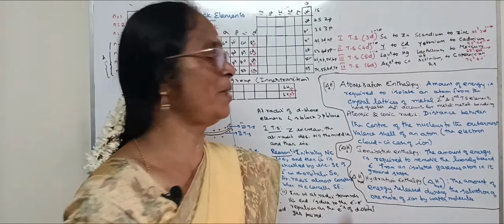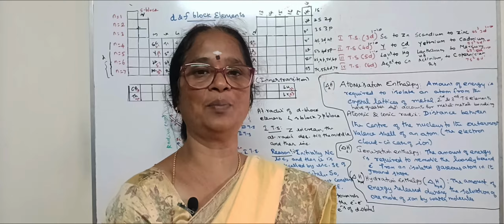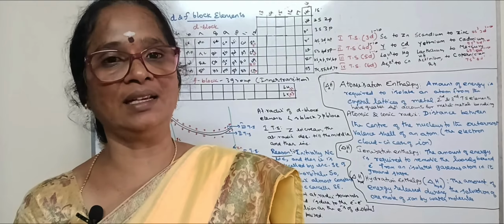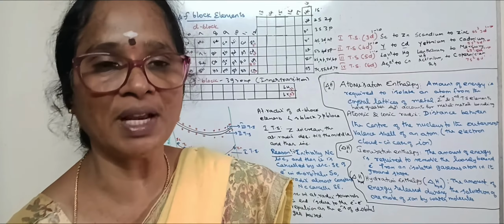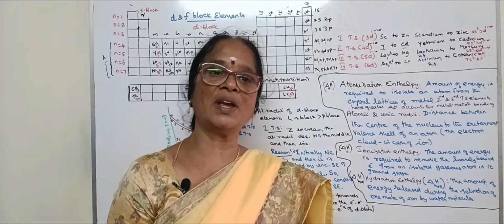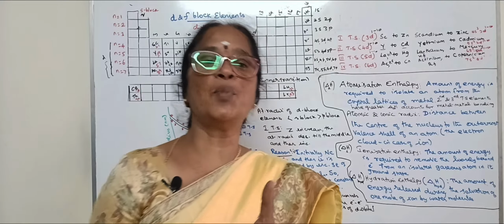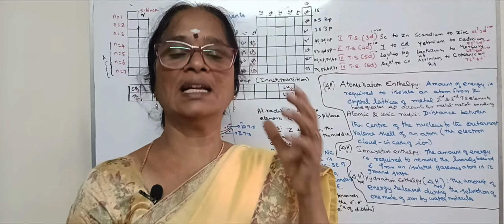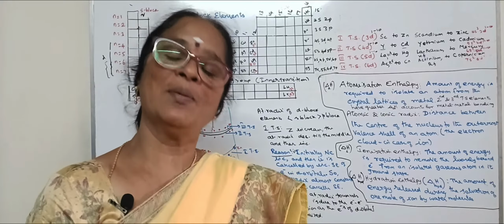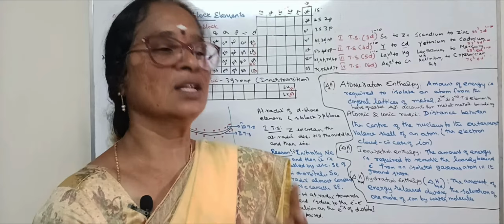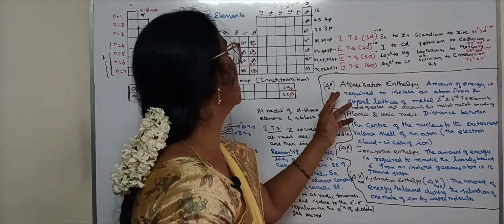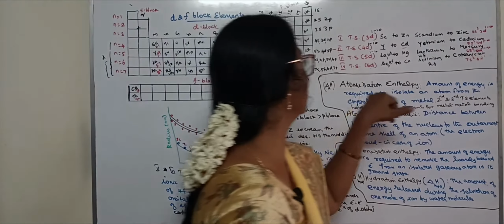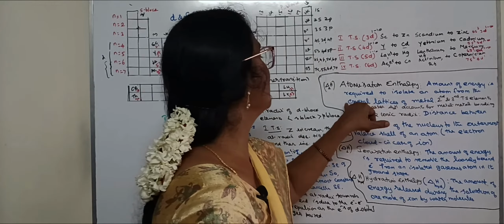So here, what do you mean by atomization enthalpy? Atomization enthalpy is nothing but the removal of an atom from the metallic lattice, for which a particular amount of energy is required. The amount of energy depends upon the nature of bonding present in the crystal lattice. If the metallic bonding is much higher, then the amount of energy required will also be much greater. Atomization enthalpy is denoted by ΔH_a, where a denotes atomization enthalpy.